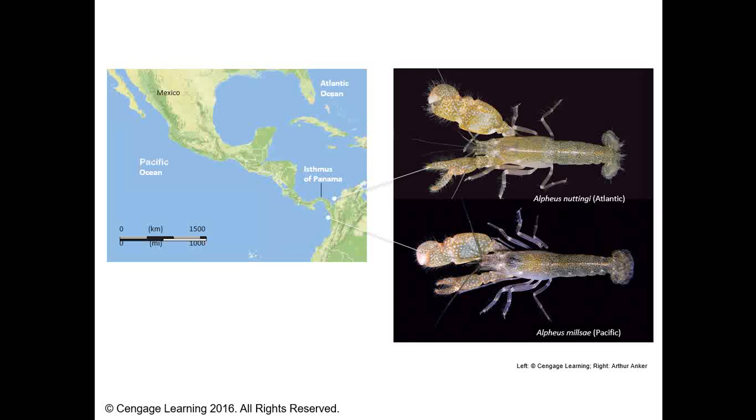This is an example of allopatric speciation. These little guys are little shrimpy guys, and one of them lives on one side of this bottom part here of Central America, and one lives on the other side. You can see that they're similar, but they're not quite the same. Probably what happened here is that they were separated by this landmass at some point in their evolution, and because they've been separated for so long, they're starting to look different.